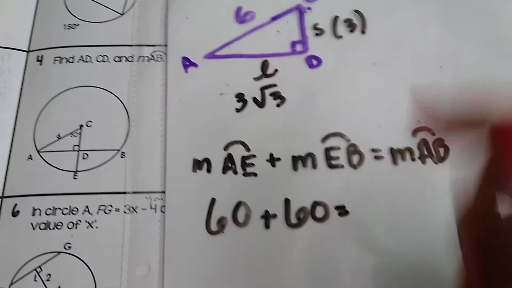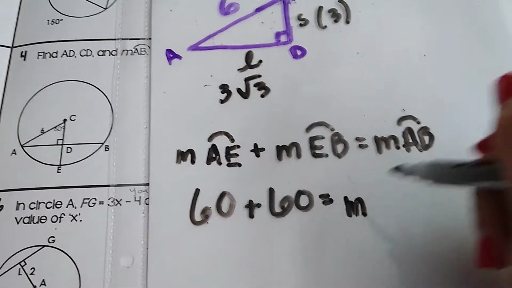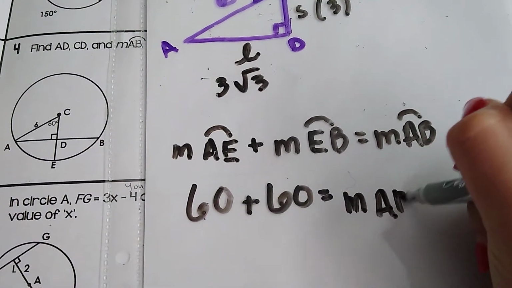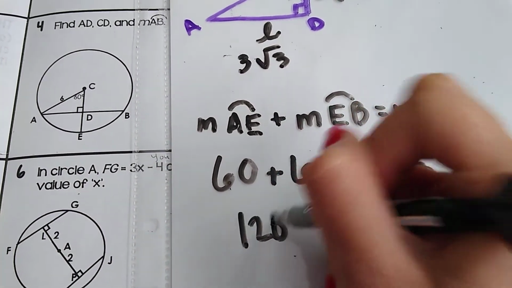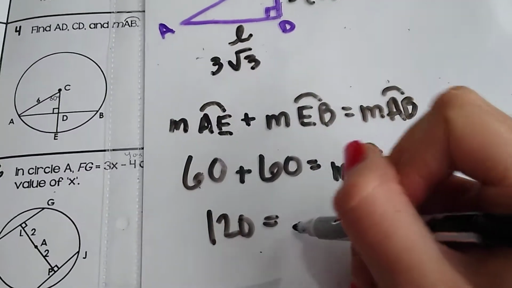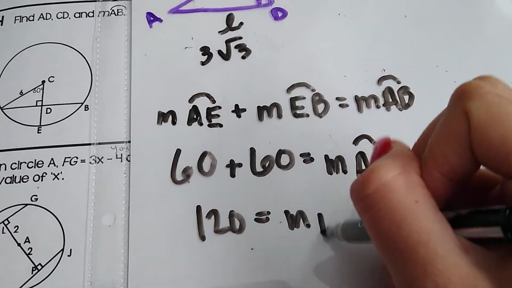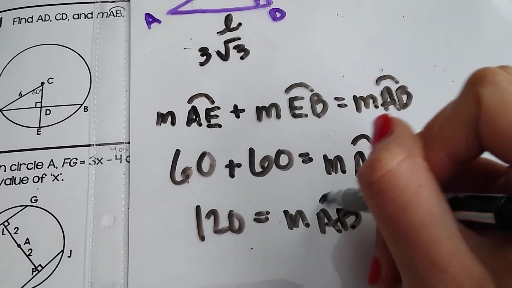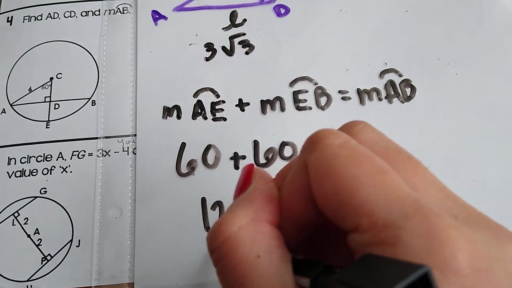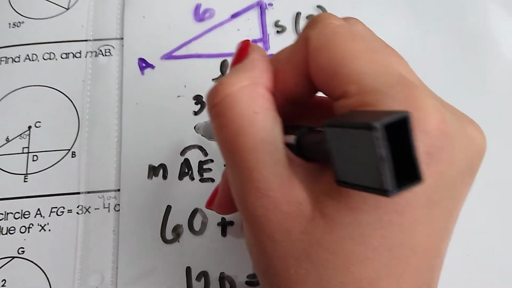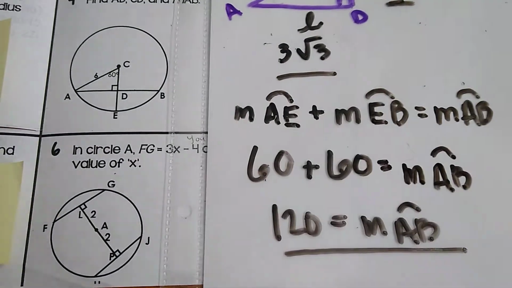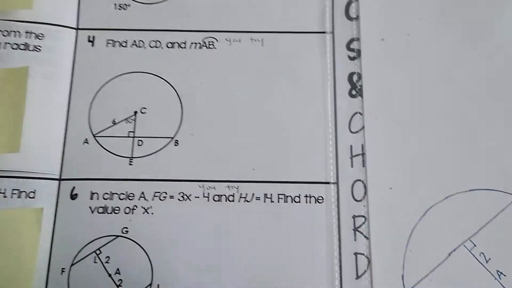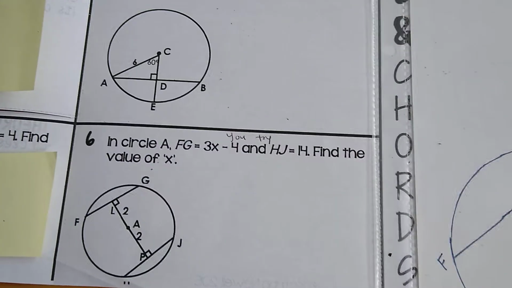And that's equal to the measurement of AB. And then 60 plus 60 is 120. Okay. And there you go. We have this one, and this one. Alright guys, so now that we answered all 3 parts, we're done with number 4. So let's go ahead and start with number 6.